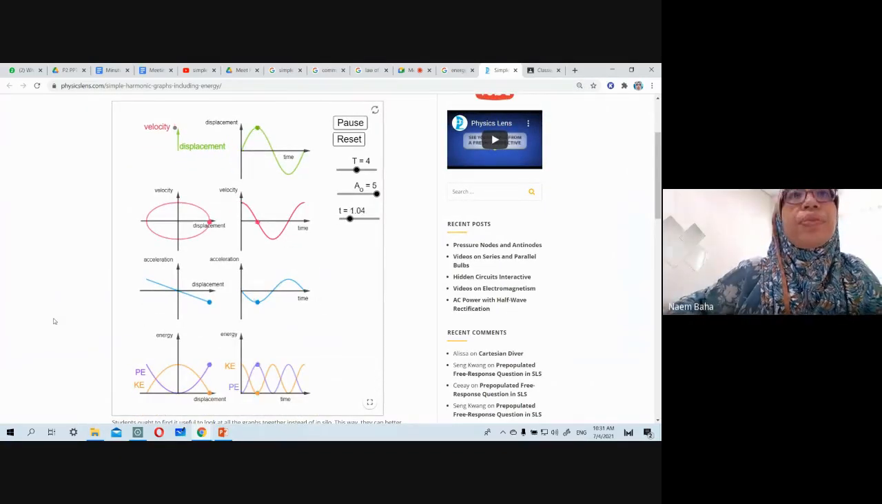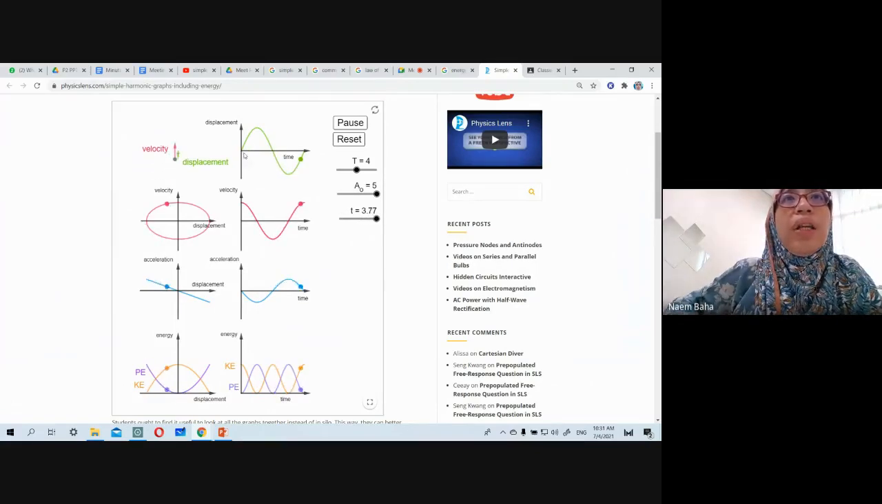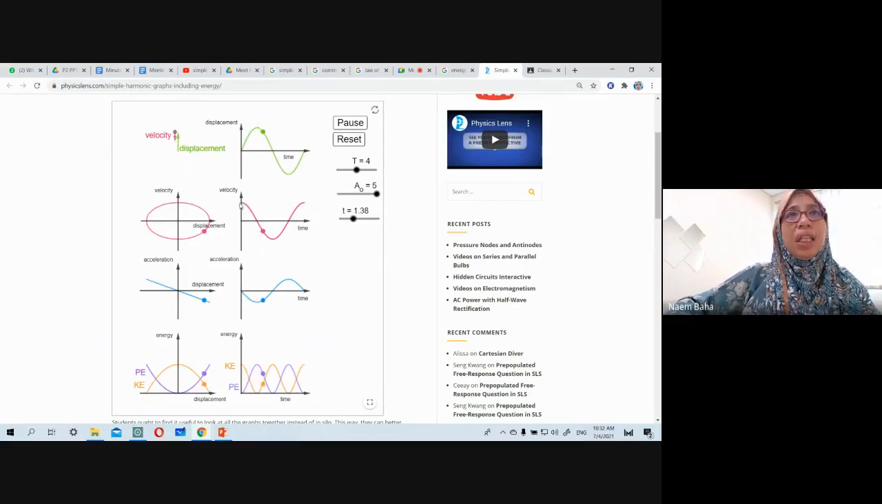Okay, play. Alright, okay. When the object is at 0, listen carefully, the velocity would be at the maximum. When is the velocity at the maximum? When the displacement is 0. How about when velocity turns to be 0? Velocity would be 0 at maximum amplitude. Amplitude represents maximum displacement.